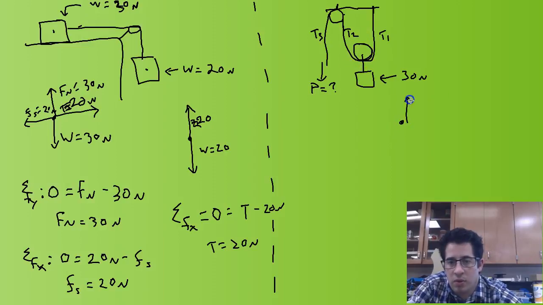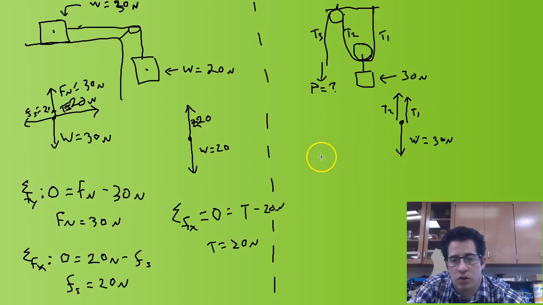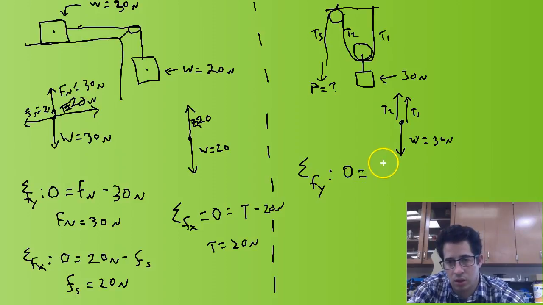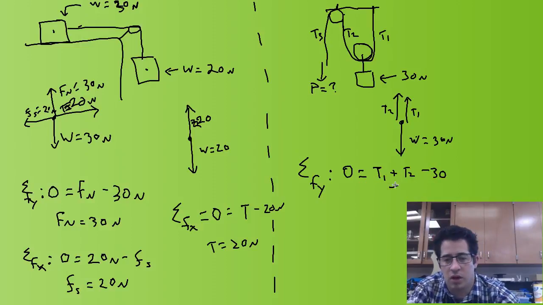So pulling up on it, we have T1 and T2, and then pulling down, we have the weight of the block equal to 30 newtons. So we want to solve for T1 and T2 here. And so we'll do a vertical net force equation, so the sum of the forces acting in the y direction will be equal to 0 because it's balanced. Okay, and so T1 plus T2 minus 30 equals 0. Now this is not enough information to solve it. We can't figure it out from here because we don't know what T1 and T2 are.